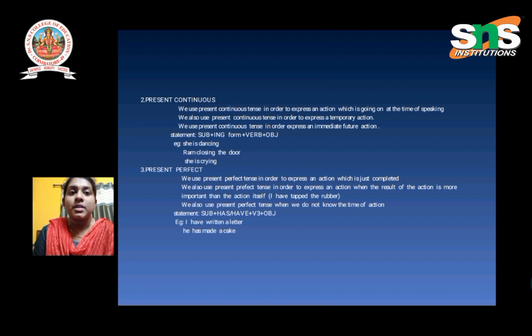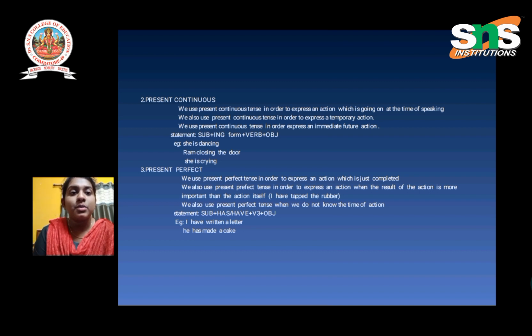The second one is present continuous. We use present continuous tense in order to express an action which is going on at the time of speaking. We also use present continuous tense in order to express a temporary action and also an immediate future action. Statement: subject plus is/am/are plus verb plus ing plus object. Example: She is dancing. I'm closing the door. She is crying.